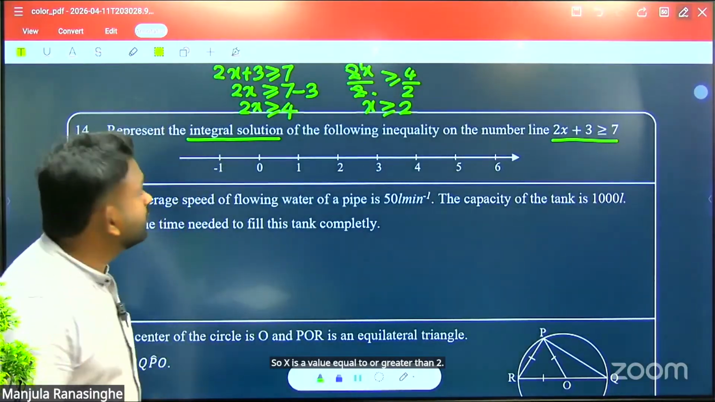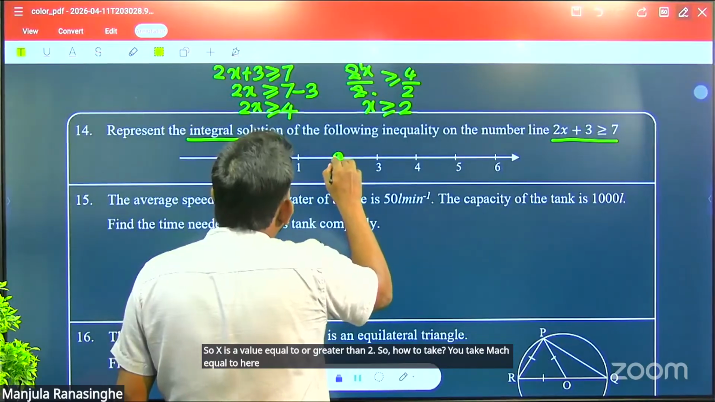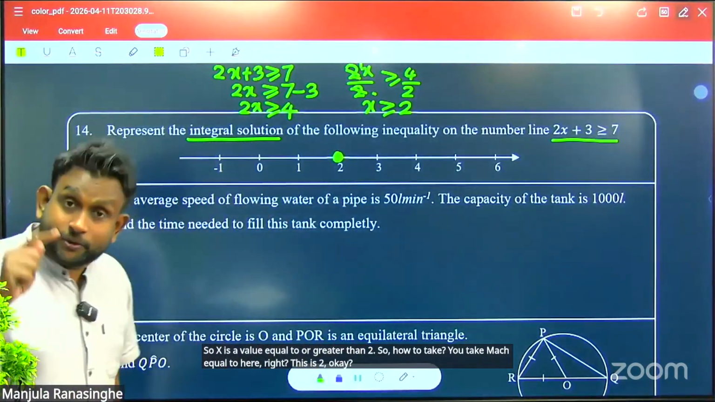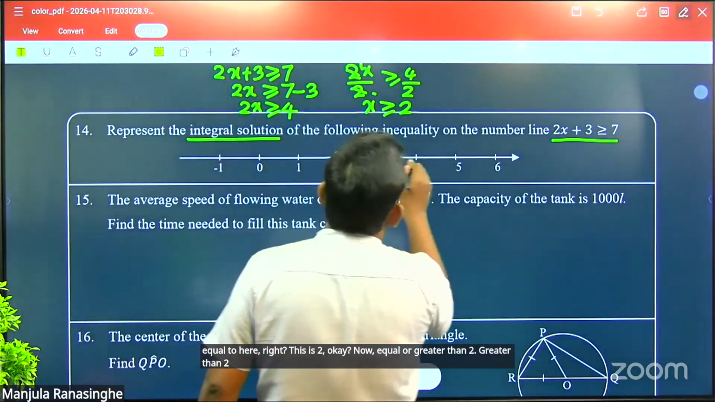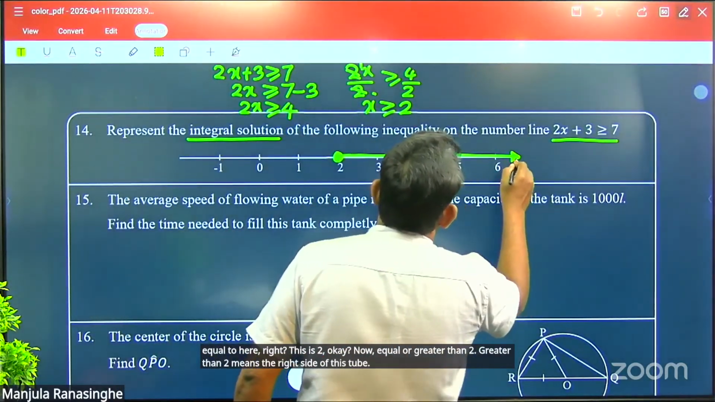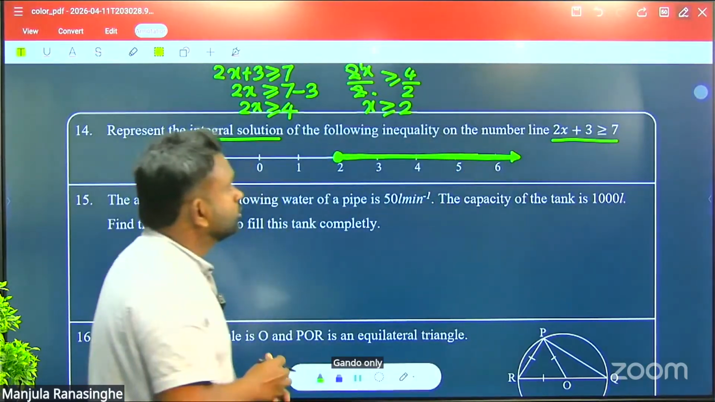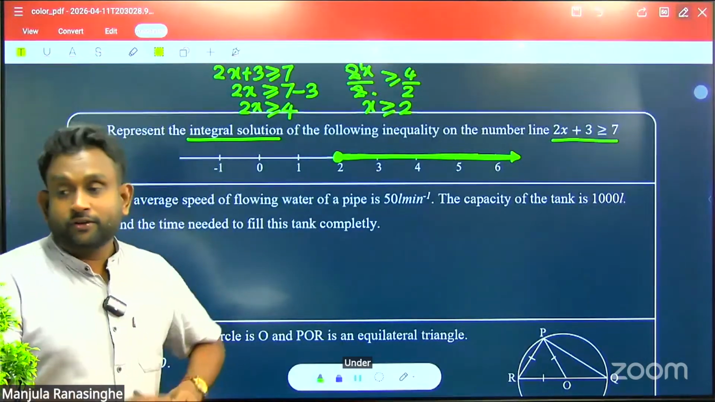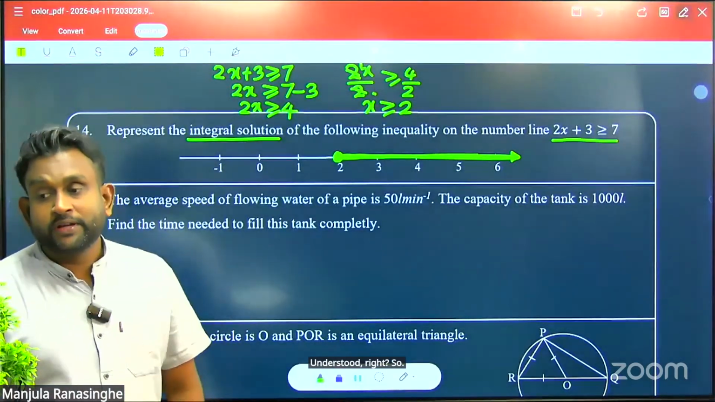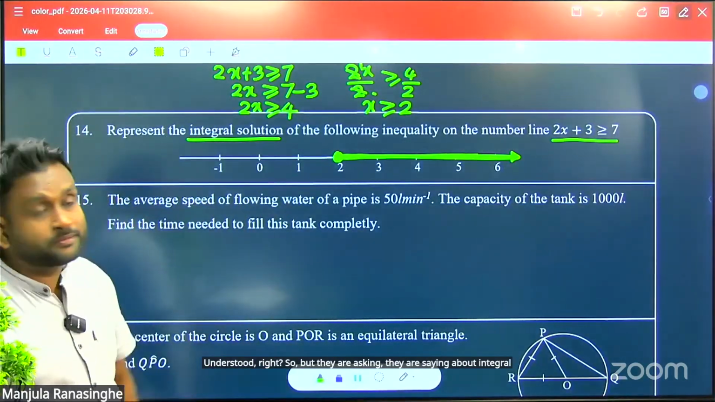So how to take it? You take the mark equal to here, right? This is 2. Now, equal to or greater than 2. Greater than 2 means the right side of this 2. හරිනේ මේ 2 වලින් right side එක තමයි ගන්න ඕනේ. 2 or greater than 2. Understood? Right.